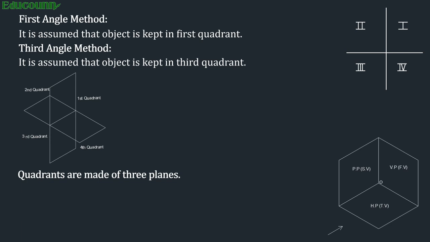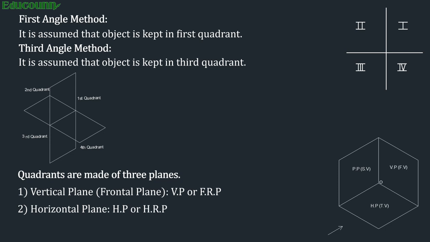You can see the figure on the right side. The plane number 1, that is the vertical plane, is also called the frontal plane. In short form you can use VP or FRP. FRP stands for frontal reference plane and VP stands for vertical plane. The second plane is the horizontal plane, that is HP or HRP. You can say horizontal reference plane or horizontal plane, HP. The third plane is the profile plane, that is called PP.